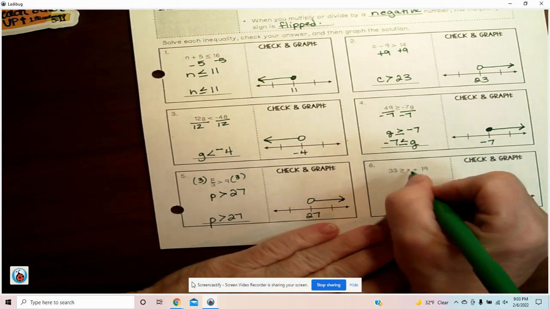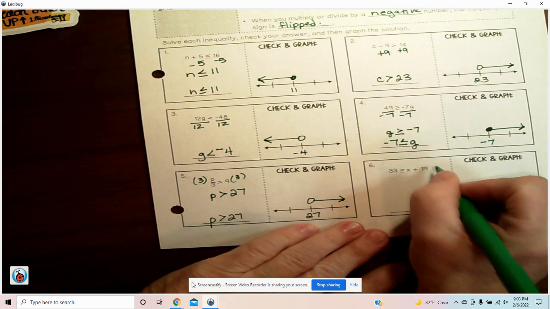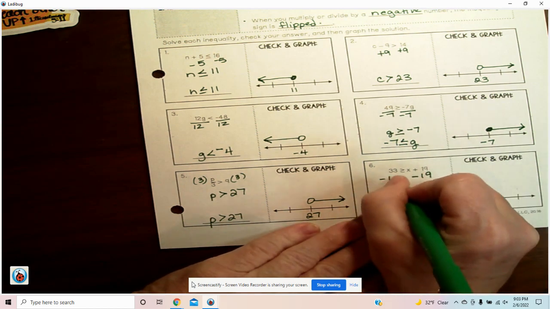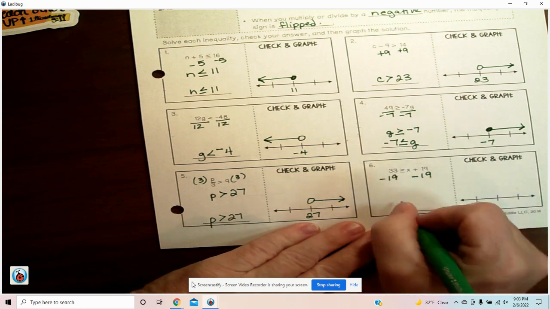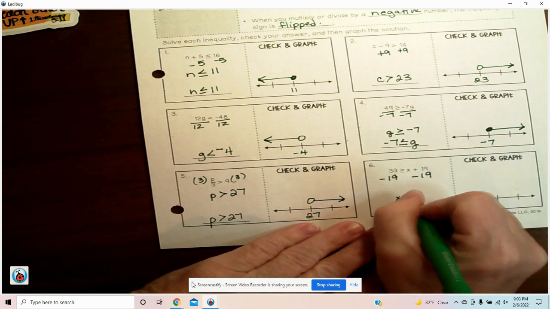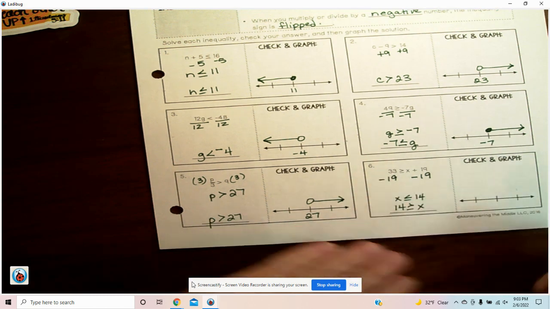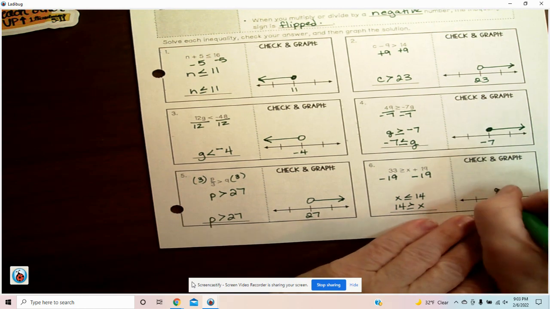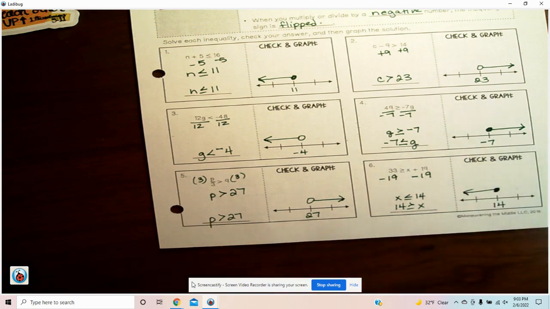33 is greater than or equal to x plus 19. Plus 19, so we're going to minus 19. 33 minus 19 is 14, so 14 is greater than or equal to x, or x is less than or equal to 14. They're the same thing. So we take 14. Less than or equal to is a closed circle shaded to the left.